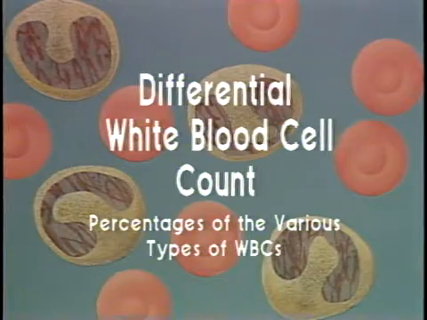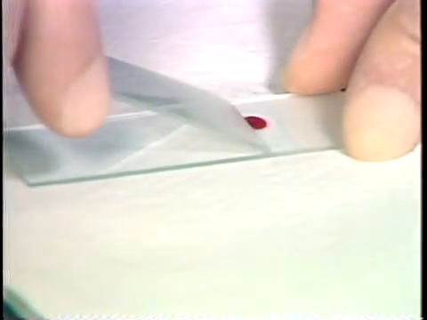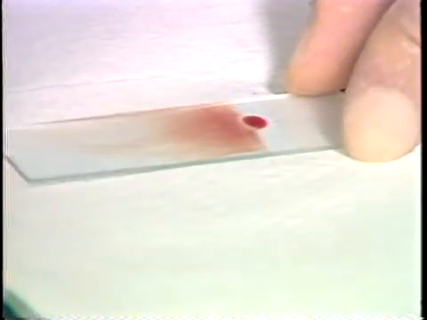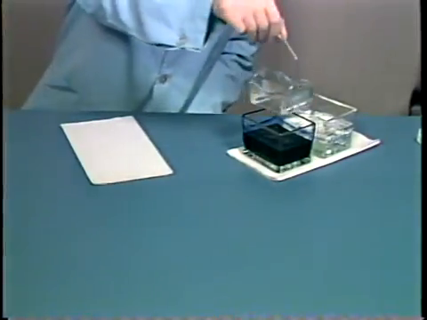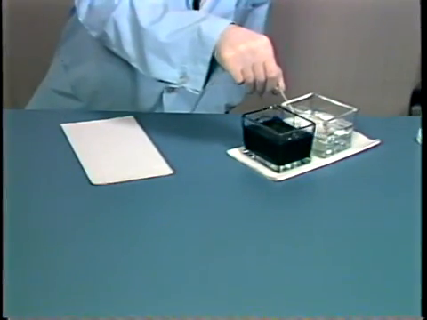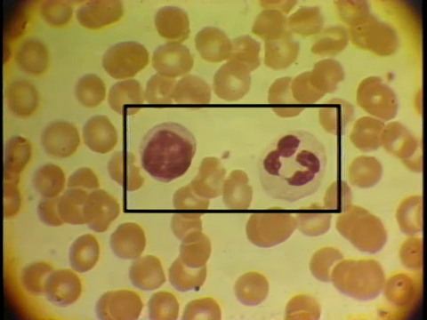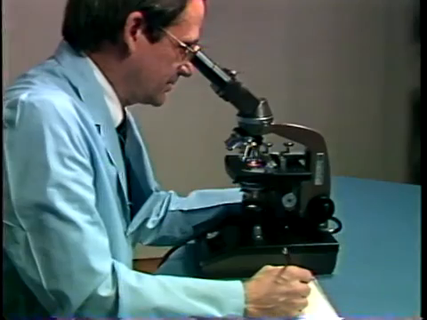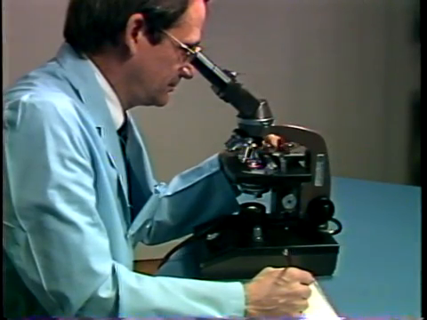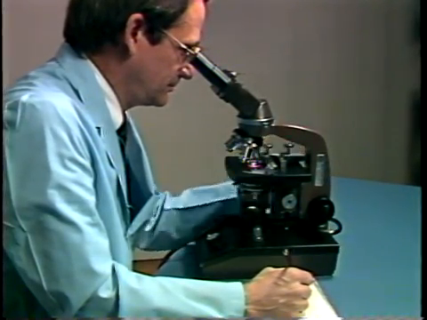To perform a differential white blood cell count manually, a drop of whole blood is placed on a microscope slide and drawn across the slide to produce an even layer called a smear. The smear is then stained with white stain. This colors the cytoplasmic granules and nuclei of white blood cells in such a way that different types can be distinguished from one another. As a minimum, the first 200 white blood cells are counted and classified as to type.